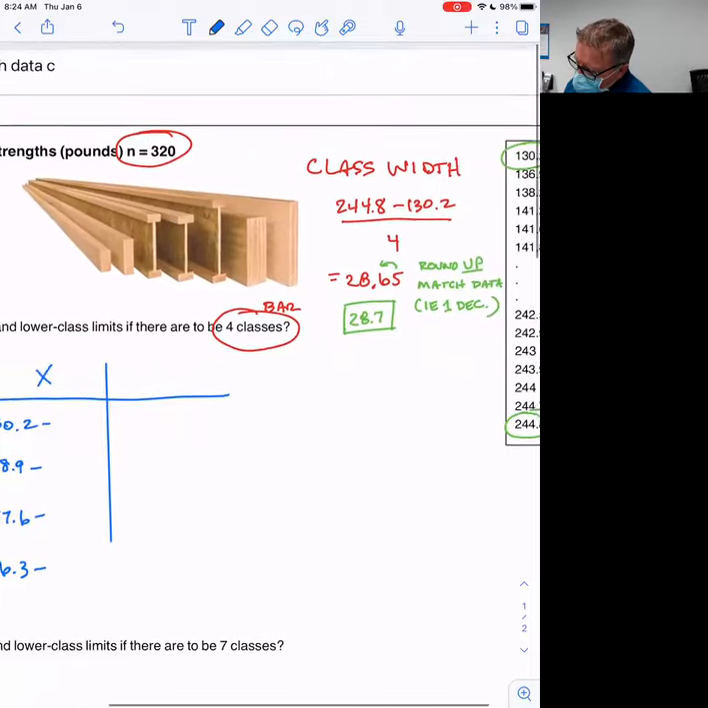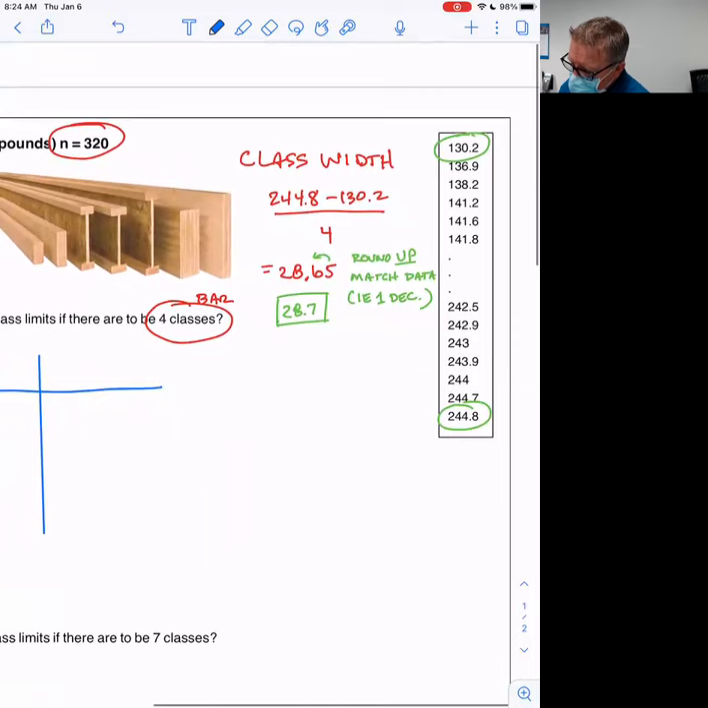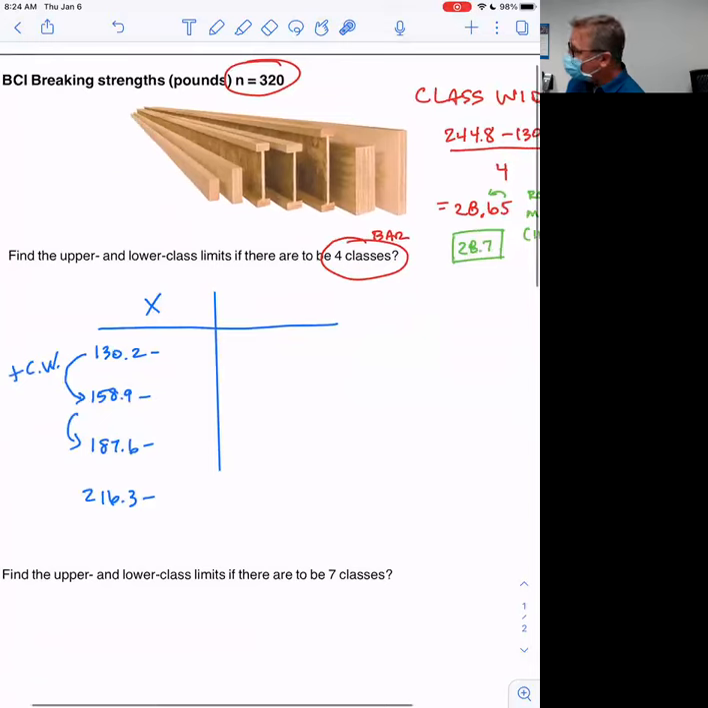But again, I want to highlight, what's the logic of this? We figured out that this right here had a range. When we subtracted those, we got around 116. And then we said by dividing by 4, we basically said we're going to step our way from 130 up to 244. And how many steps do we want to take? We're going to take 4 steps. That's why we divided by 4, to see how much each step should be. And so that's what I'm doing over here. I'm stepping up 28.7, I'm stepping up 28.7, I'm stepping up 28.7.